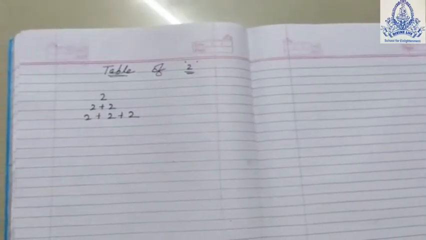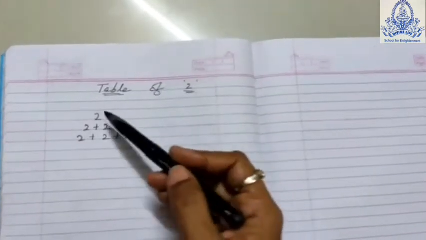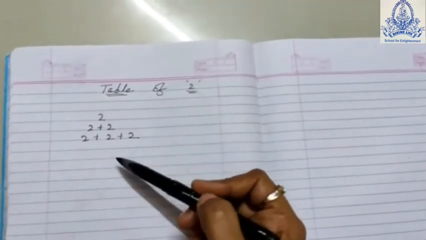So, today we are going to learn about the tables. Table is nothing but just repeated action of addition. Little bit confused? Don't worry, I am explaining you, okay? So, as I told, table is nothing but repeated action of addition.